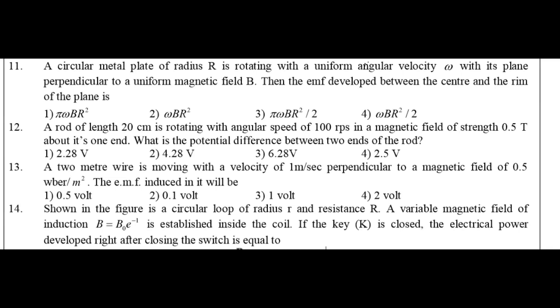A metal circular plate of radius r is rotating with uniform angular velocity omega with its plane perpendicular to the magnetic field B. Then the EMF developed between the center and the rim of the plate is half B omega r square. So it is omega B r square by 2.